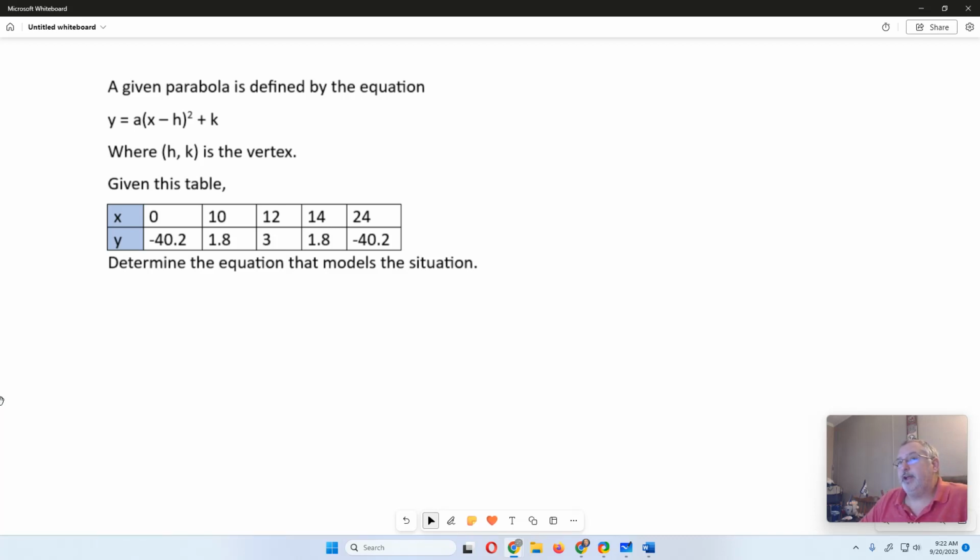We're looking at Algebra 2. We're trying to figure out the quadratic equation based on the given information. In this particular problem, we're given a table, and we're told that we're using vertex form. So that's vertex form right there.